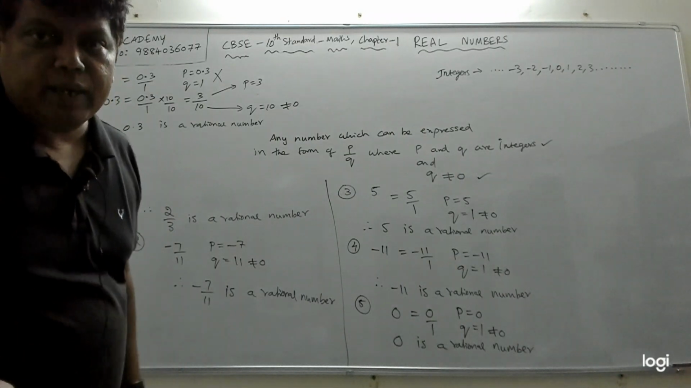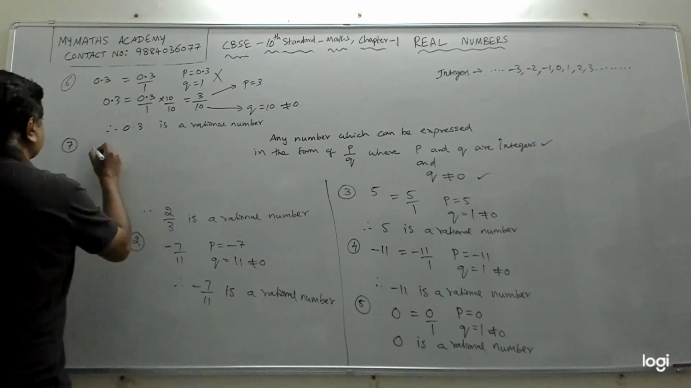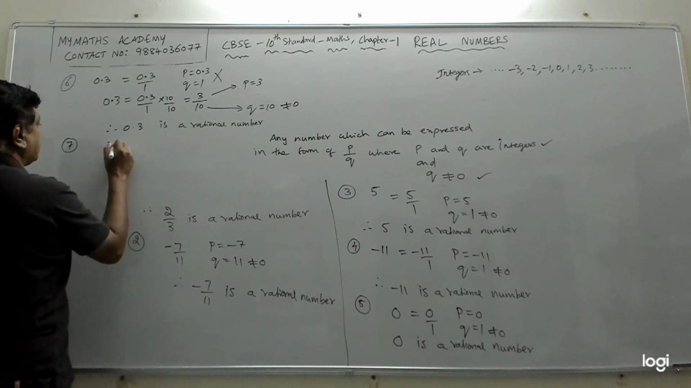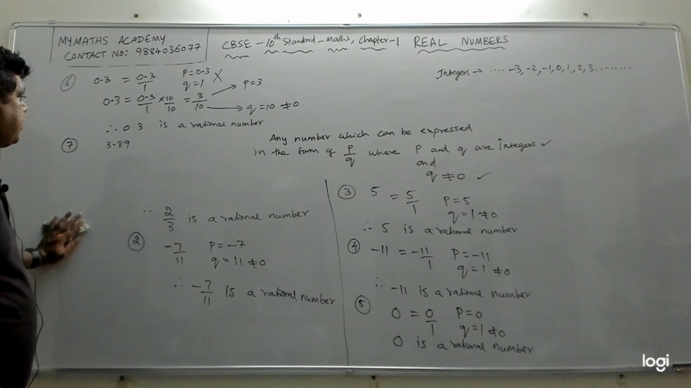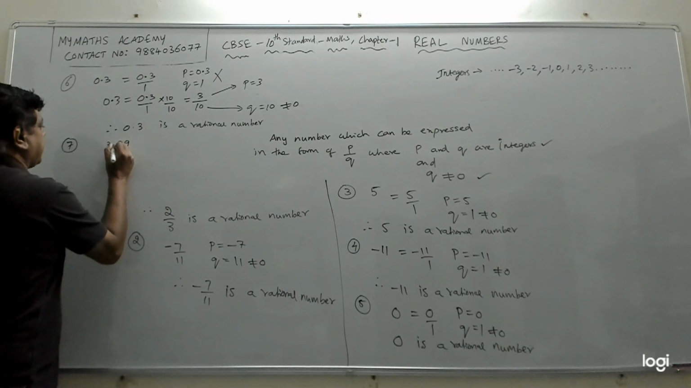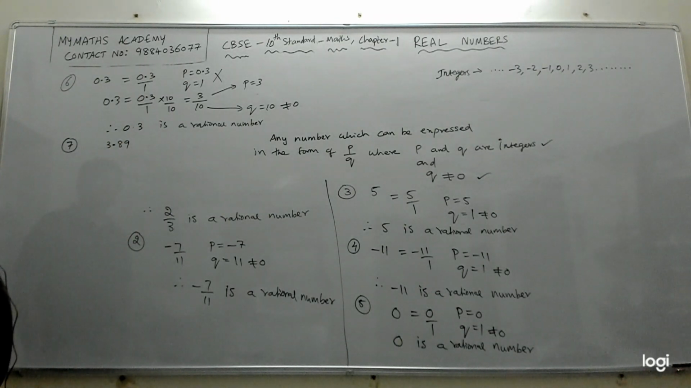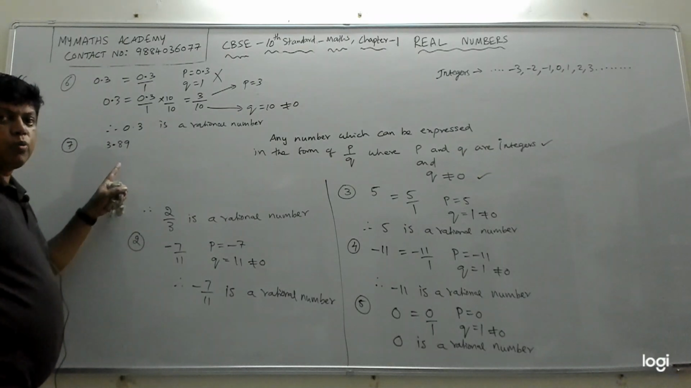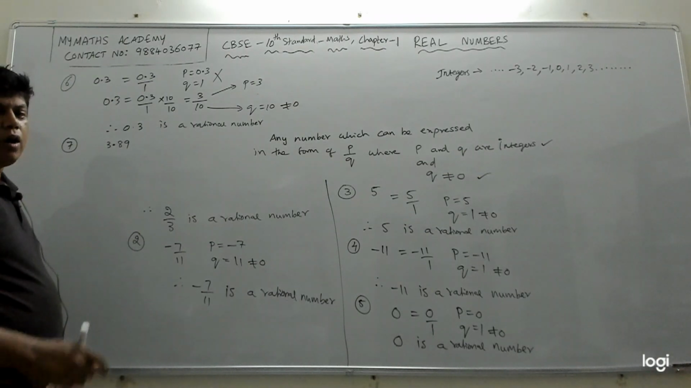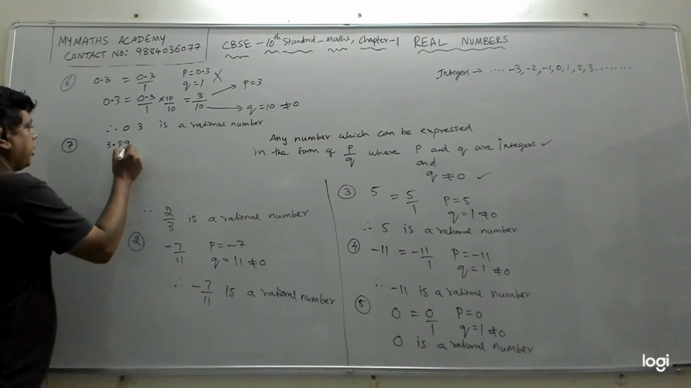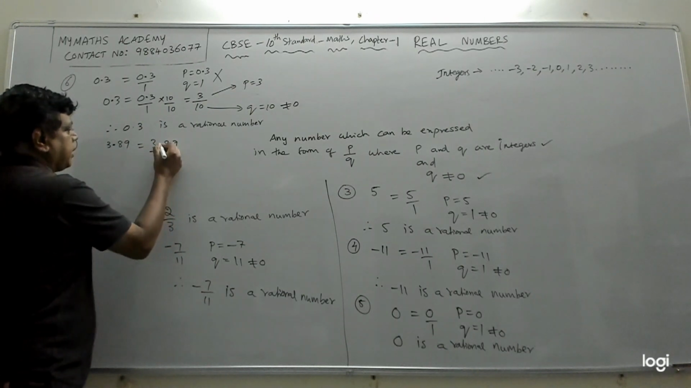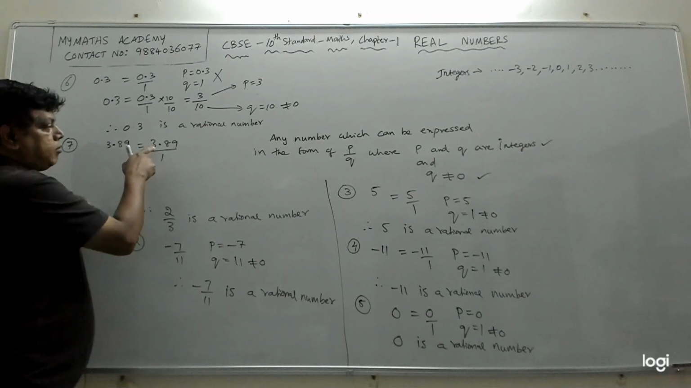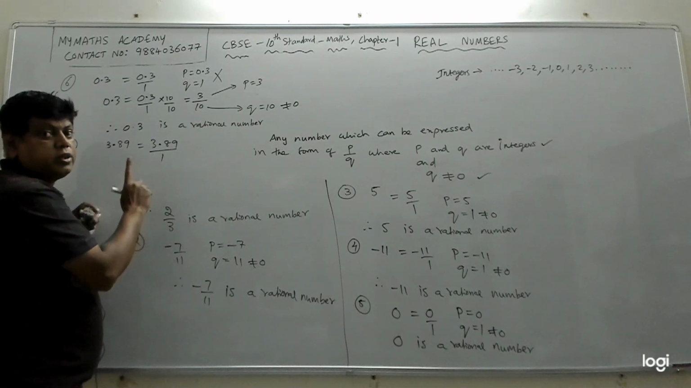I'll take example 7. Suppose I have the number 3.89. Is it a rational number? We need to convert the decimal into fraction form. How will you convert a decimal into fraction form? I told you, 3.89 means 3.89 by 1. Always 1 is there. We don't want a decimal in the numerator or in the denominator.